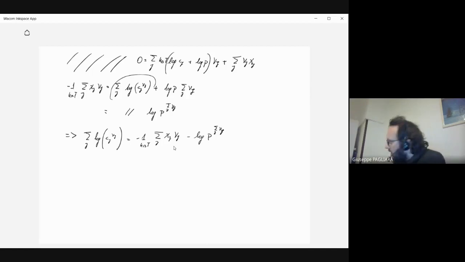Okay. Let me take the exponential of this. When I do the exponential of the sum of the logs, I have the product of several exponentials. Since there is a log, it's just a product. So this is the product over J of CJ to the power of nu J on the left-hand side, whereas here I have P to the power of minus the sum over J of nu J, because I have to take the exponential of this expression.